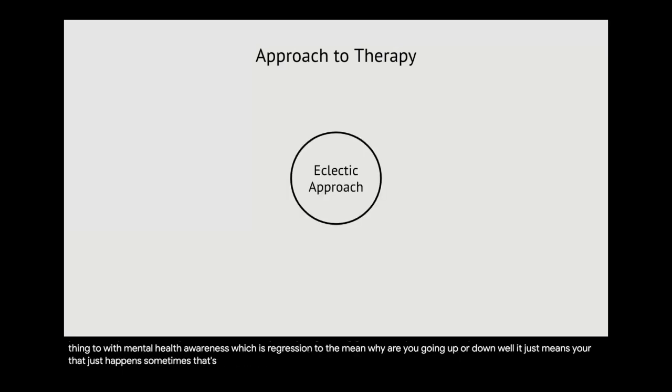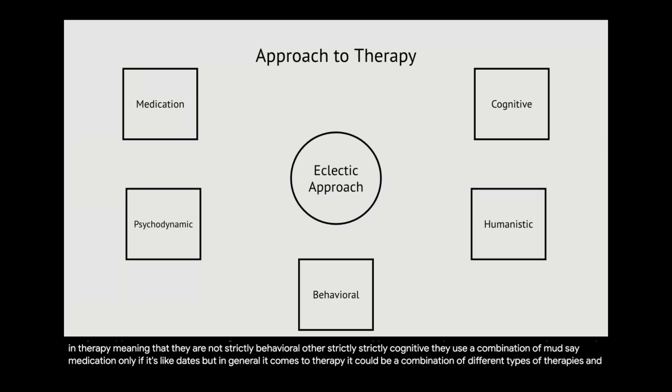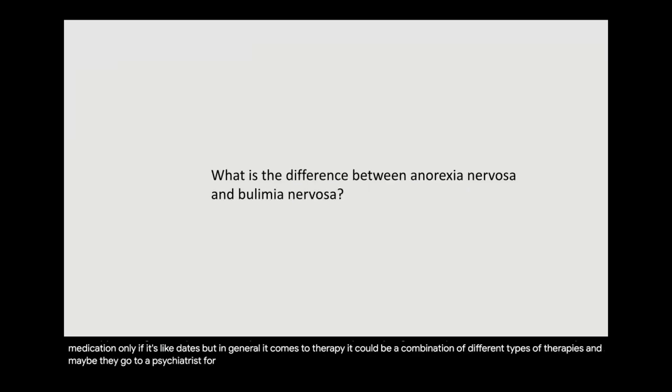That's regression to the mean. An eclectic approach is usually what is most commonly used today in therapy, meaning that they're not strictly behavioral, strictly cognitive. They use a combination of, let's say, medication. Now, only psychiatrists can give medication in most states, but in general, when it comes to therapy, it could be a combination of different types of therapies, and maybe they go to a psychiatrist for medication.